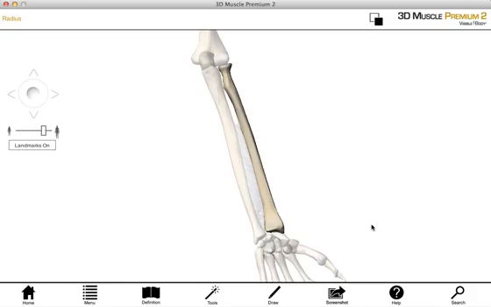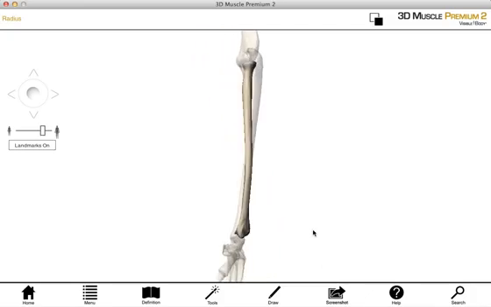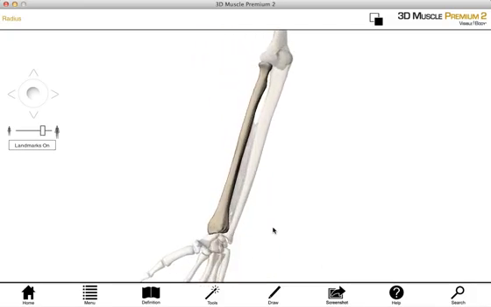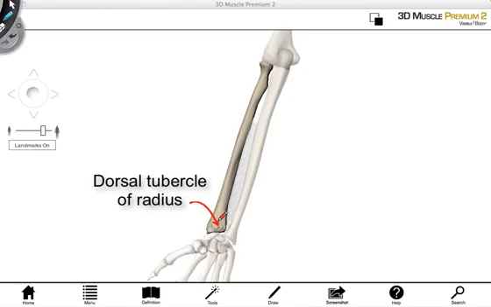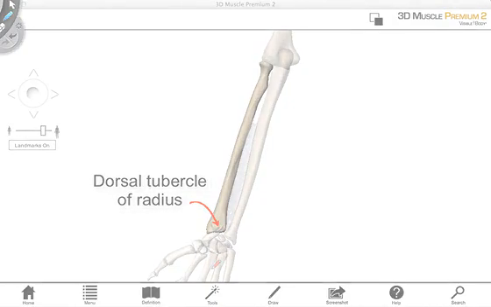On the posterior aspect of the radius, we find the dorsal tubercle of the radius. If I just rotate it here, now we can see the dorsal tubercle. You can also see some grooves here on the bone, and these grooves accommodate some of the tendons of our forearm as they pass into the hand.